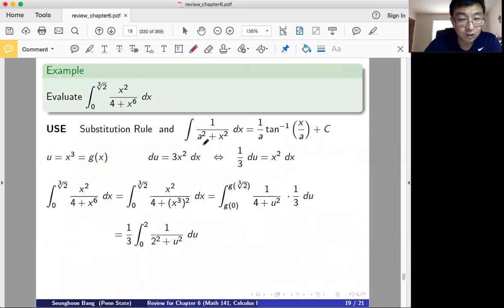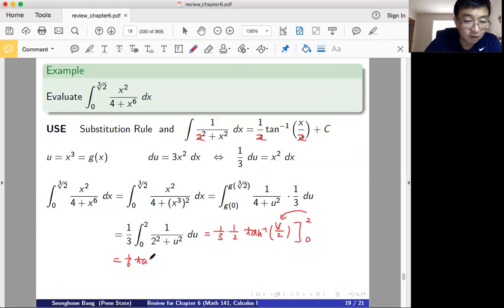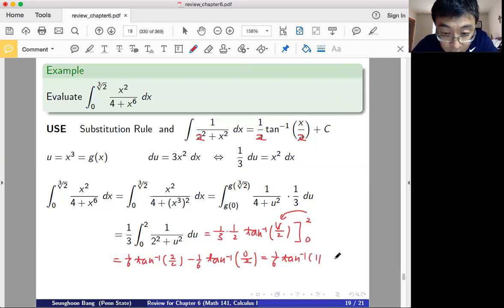So we can use this rule. A is what? 2. So the answer is 1/3 times 1 over 2, inverse tangent of u over 2 from 0 to 2. It's the same as 1 over 6. You plug 2 into u, so we have inverse tangent of 2 over 2, minus 1 over 6 inverse tangent of 0 over 2. So what's that? 1 over 6 inverse tangent of 1, minus 1 over 6 inverse tangent of 0.